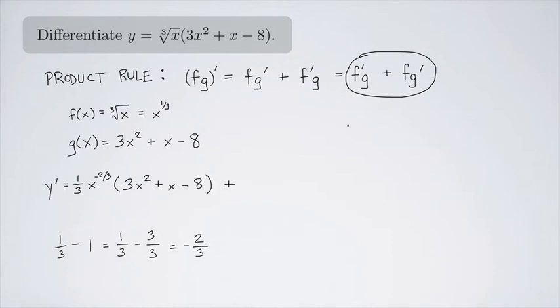And then I'm going to add that to f, so f is x to the 1/3 power, times the derivative of g. So that's going to be 6x plus 1. And then you're done. That's the derivative.